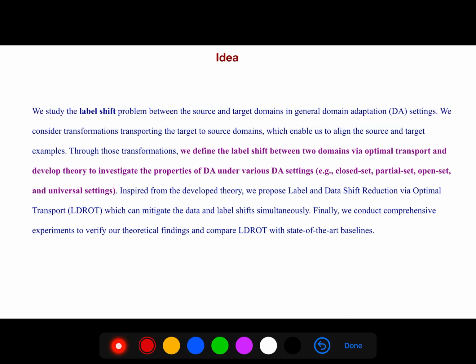Because in the literature we have closed set, partial set domain adaptation, open set domain adaptation, universal domain adaptation, and many other things. Inspired by the developed theory, we propose label and data shift reduction via optimal transport, which can mitigate the data and label shift simultaneously. Finally, we conduct comprehensive experiments to verify our theoretical findings and compare with state-of-the-art baselines.